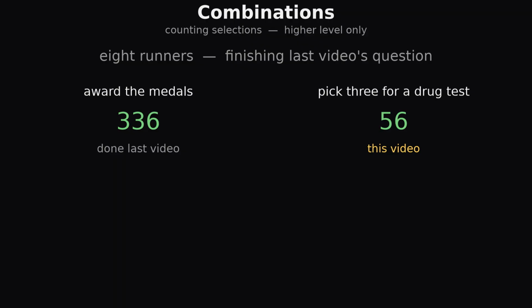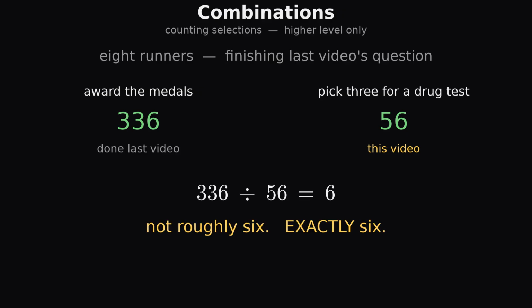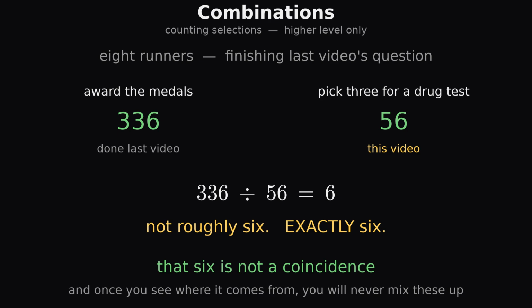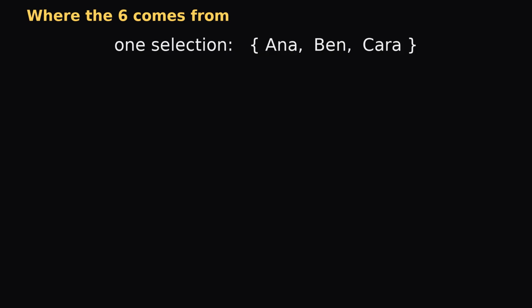And 336 divided by 56 is exactly 6. Not roughly 6, exactly. That 6 is not a coincidence. And once you see where it comes from, you will never mix these two up again. So let's find it. Take one selection.